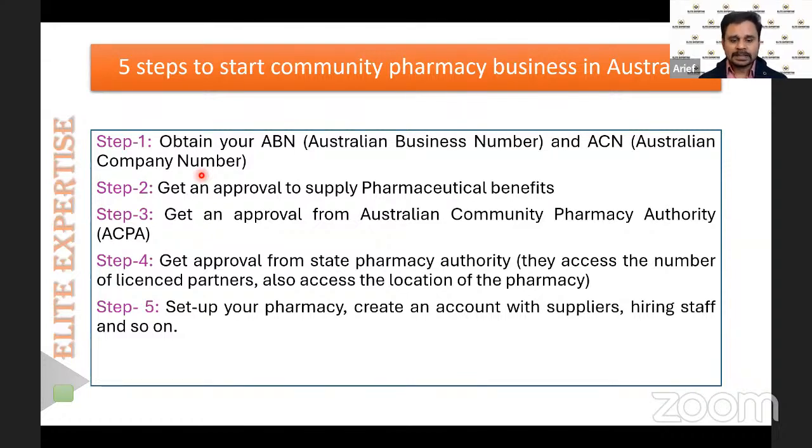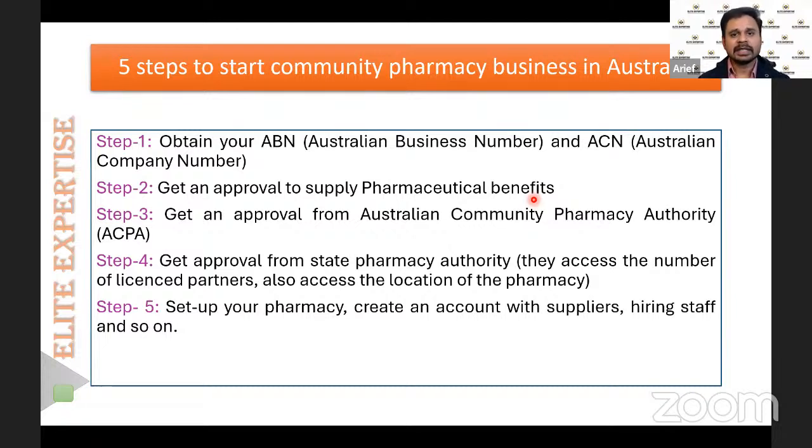After getting the business and company numbers, the next step is to get approval for pharmaceutical benefits in Australia. What is meant by pharmaceutical benefits? In Australia, there are many expensive medications. Some medications will be $40, some $100, and some may go even up to $1,000. If the medication is $1,000, the patients still pay only $7.70. They need not pay the full $1,000 amount.